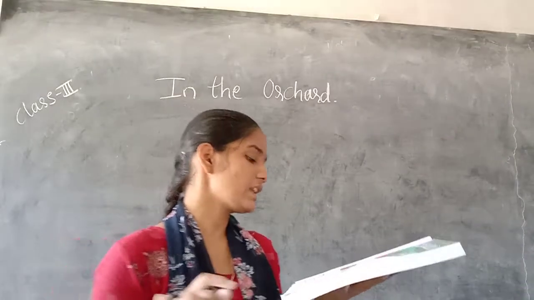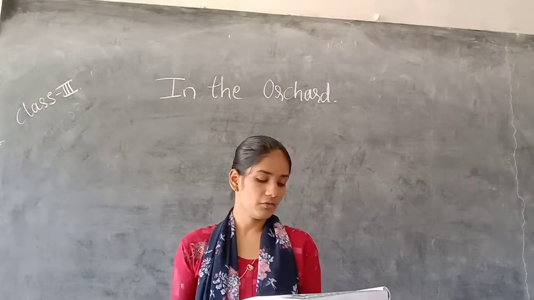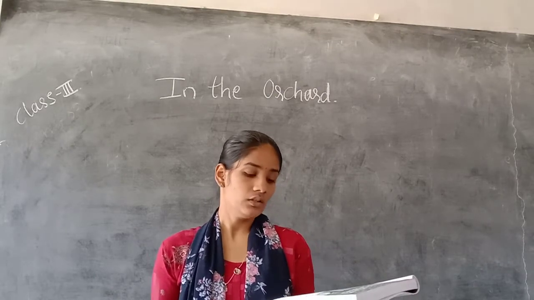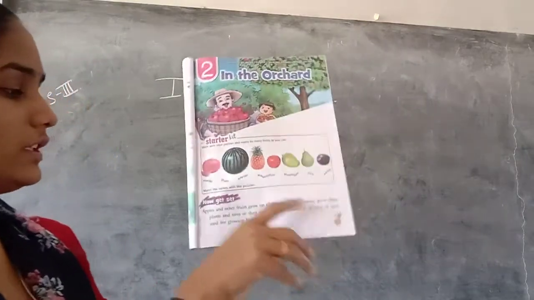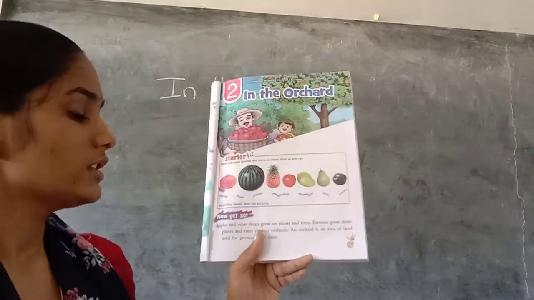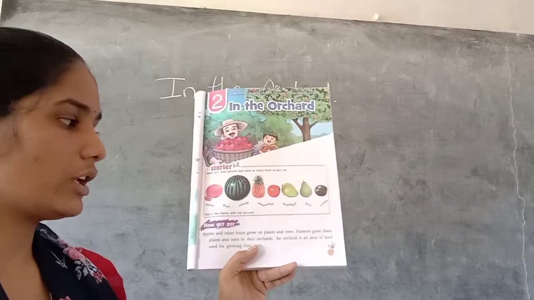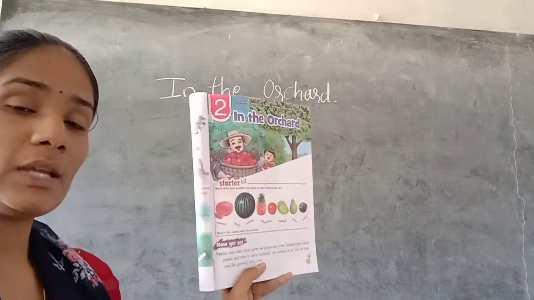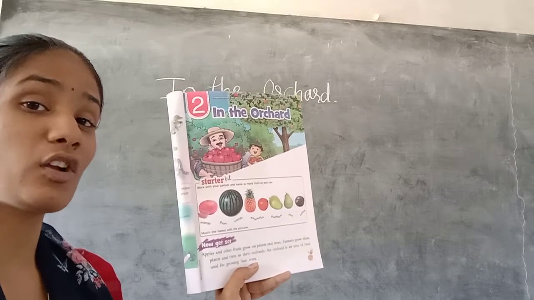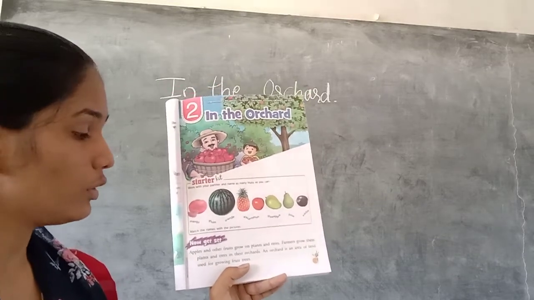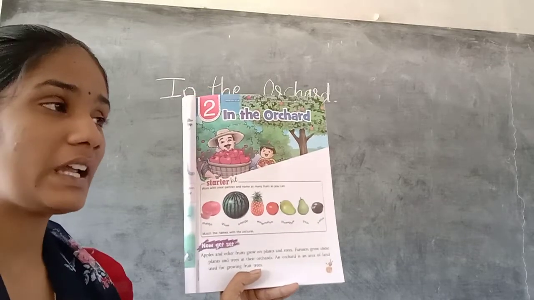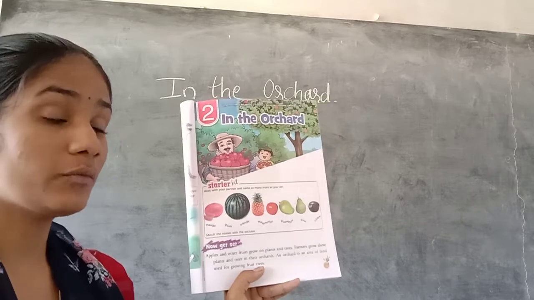In the starter kit, they have given: work with your partner and name as many fruits as you can. Here they have given some fruits. The names of the fruits are given, but the names and the pictures of the fruits do not match. So what we have to do is join the correct name with the correct fruit picture.